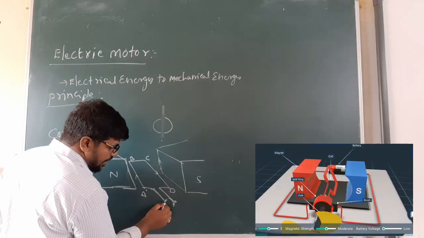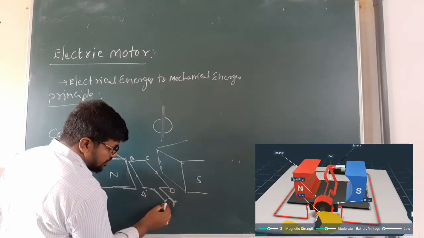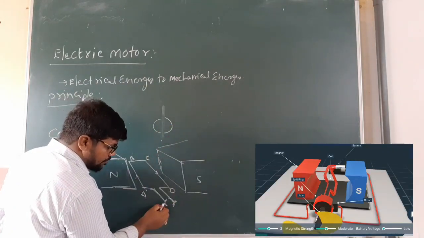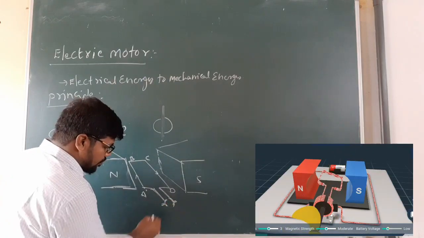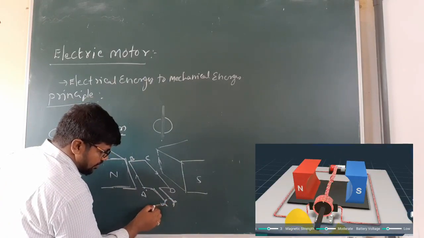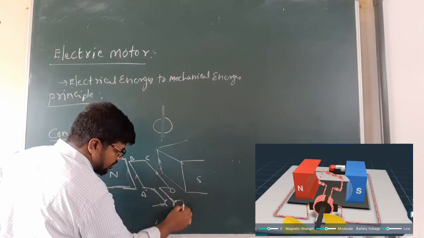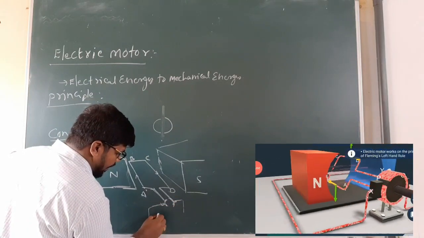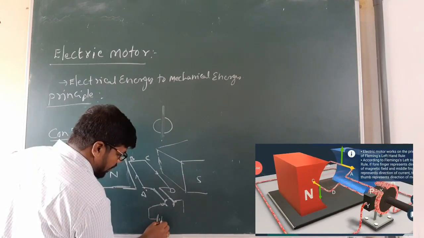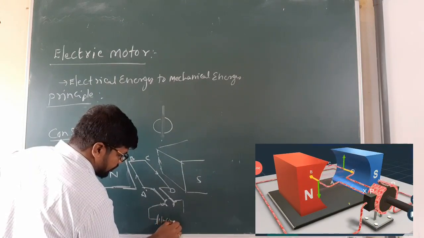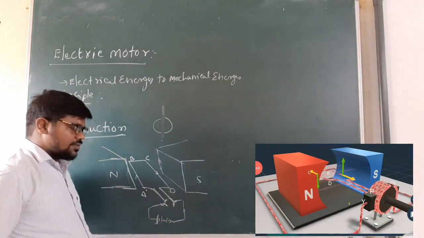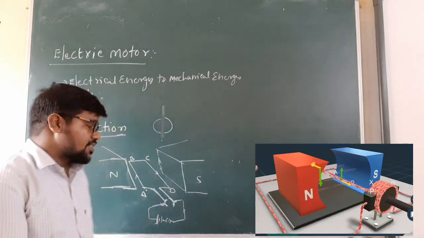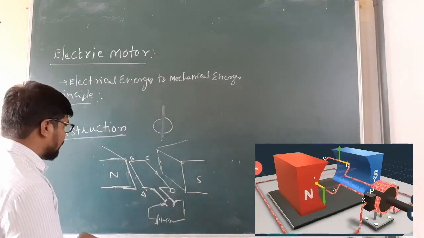There is a gap. Split rings rotate, but carbon brushes do not rotate. And here, connecting wires. Battery, positive and negative. This is the construction mechanism. This is the construction of an electric motor.